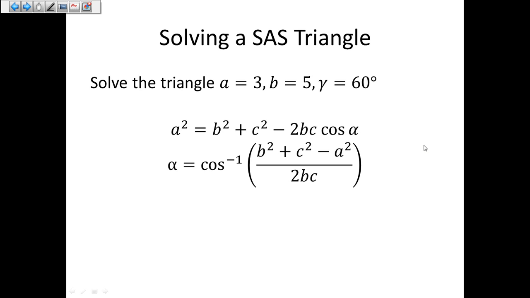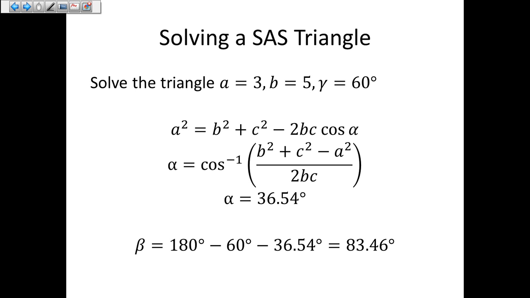I've gone ahead and done all the algebra all at once for you. You move the 2bc cosine alpha over to one side, move the a squared over to the other side, divide by the 2bc, and then when you're all done you have to take the cosine inverse of this. If you want me to go through the algebra with you, just ask in class. Plug everything in, I get alpha equals 36.54. Okay, well that's great, and that means that beta is going to be very, very easy now. I'll just take 180 degrees minus gamma minus alpha, and I get 83.46.